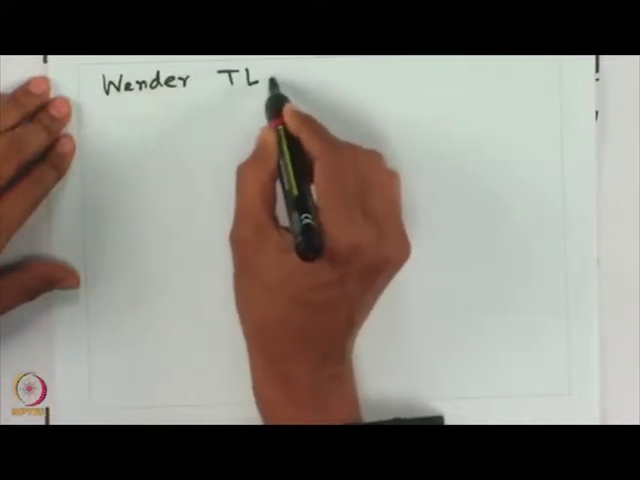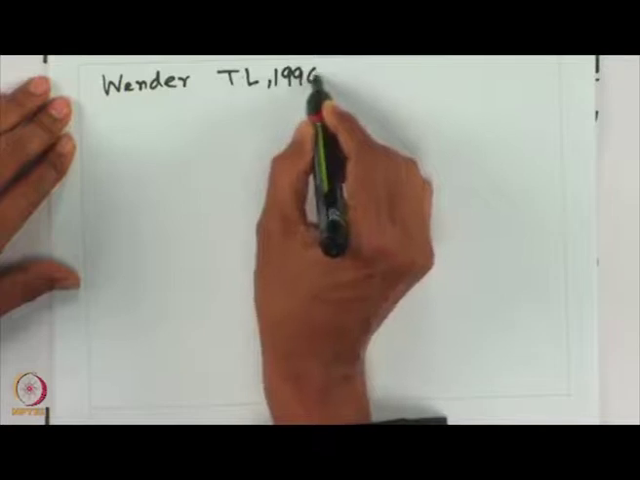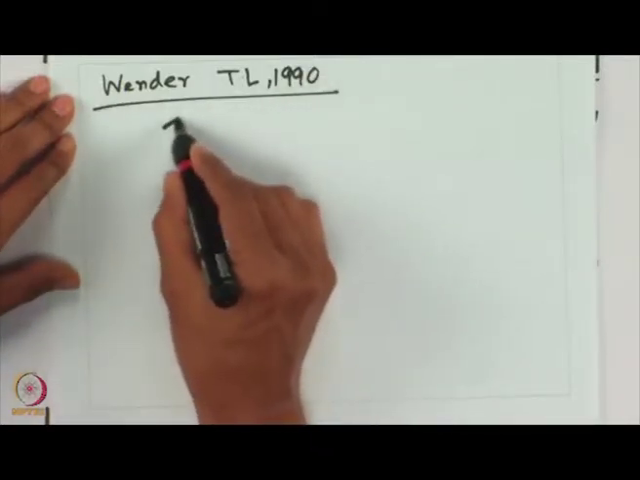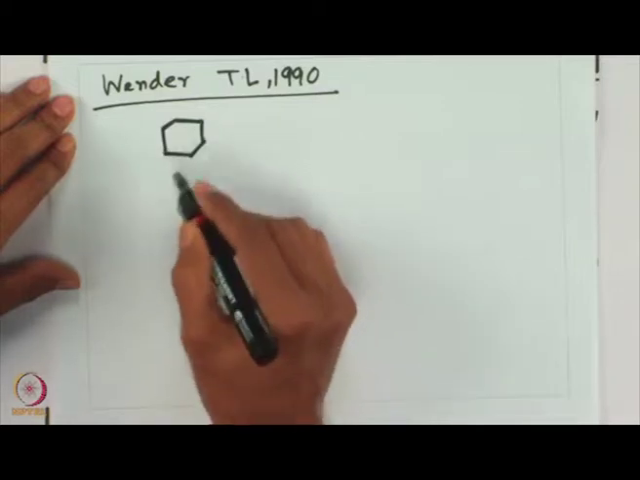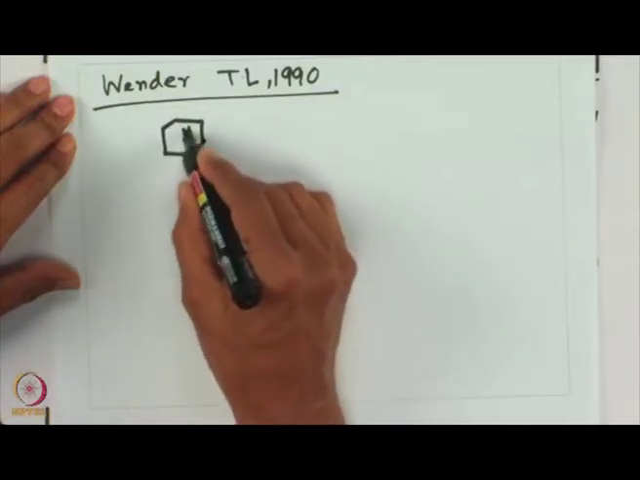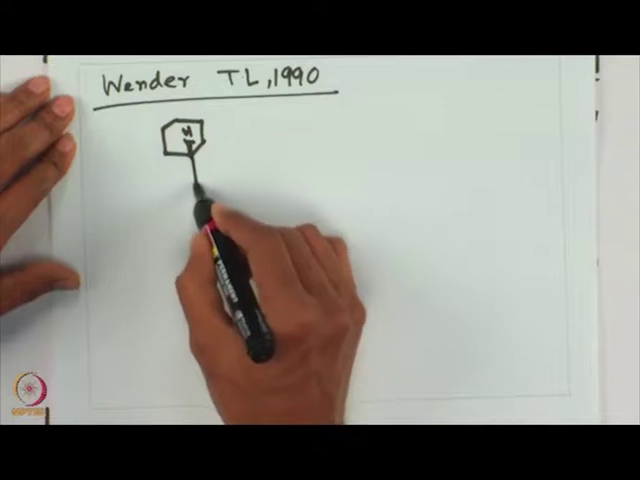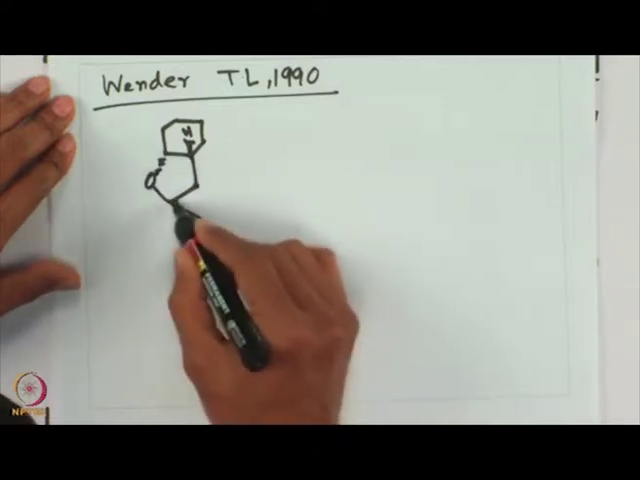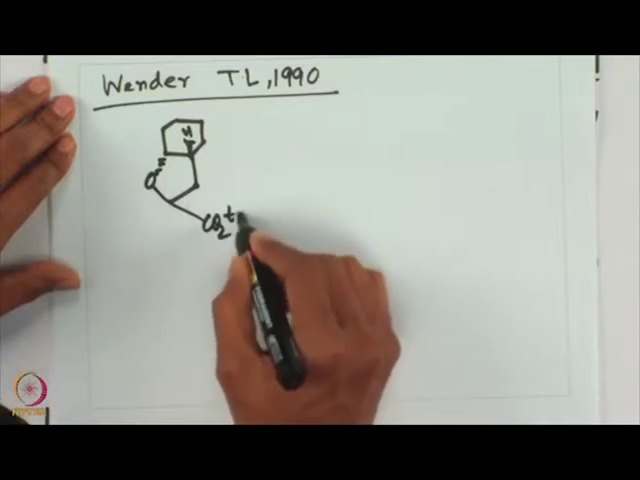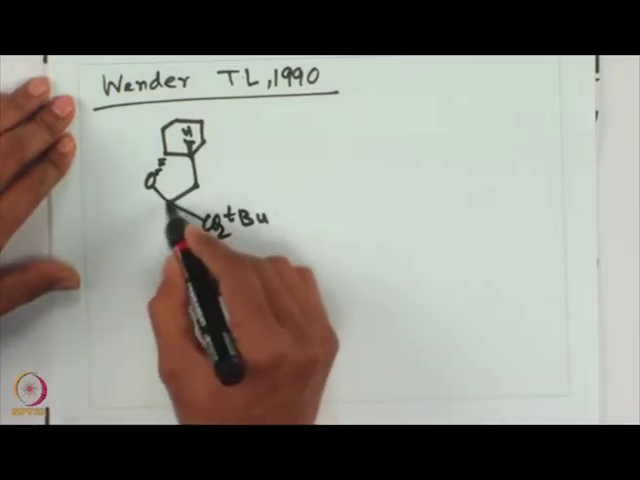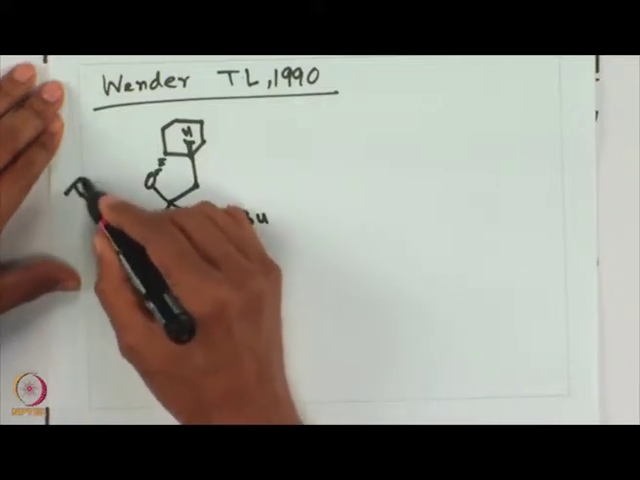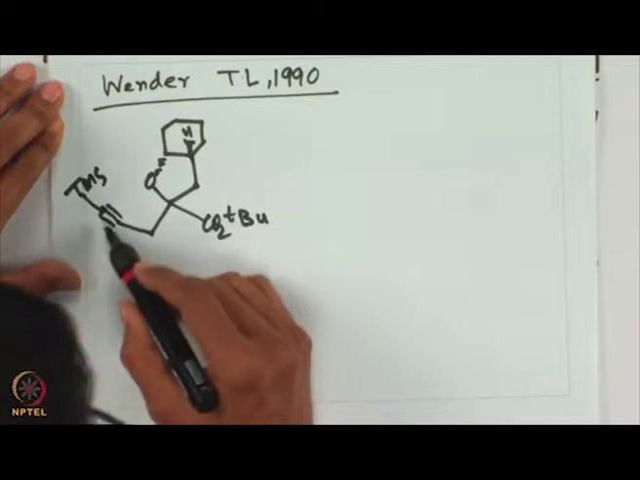Back in 1990 they reported it. What they have reported simply is an advanced intermediate where all these enyne units are beautifully placed to give rise to an intermediate where CO2 t-butyl and this alkyne are appended with it. Of course, as we said, we cannot have a terminal alkyne.